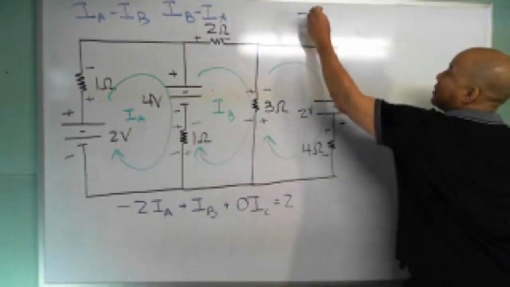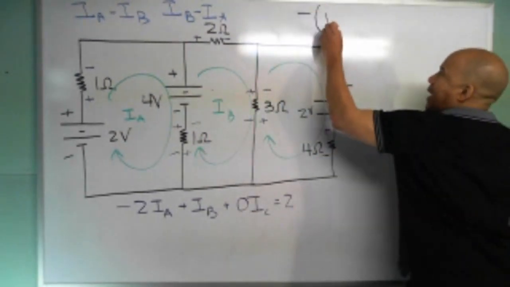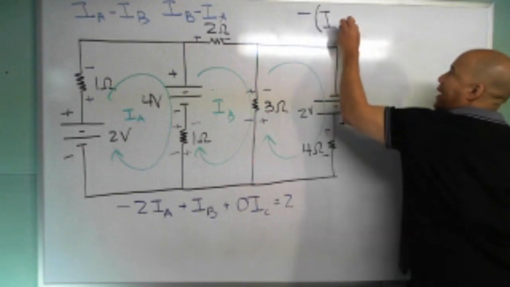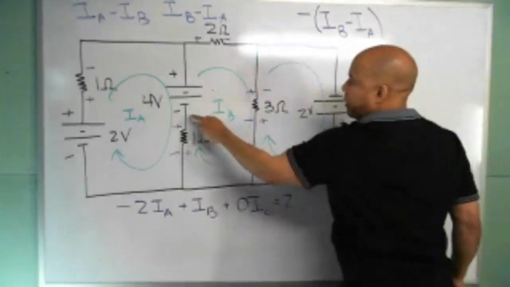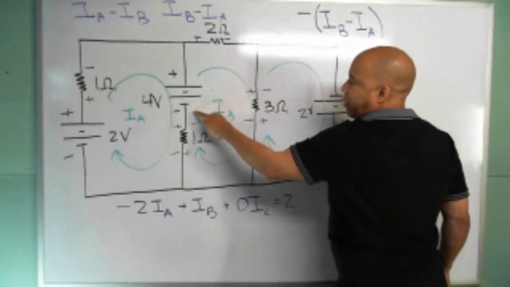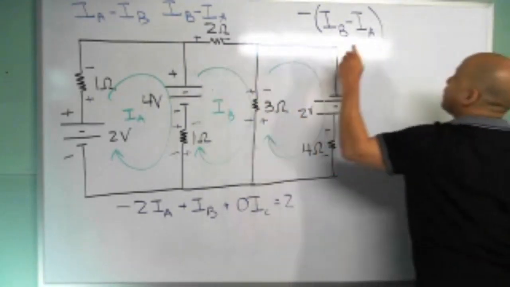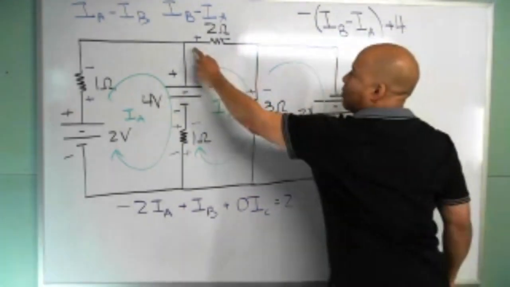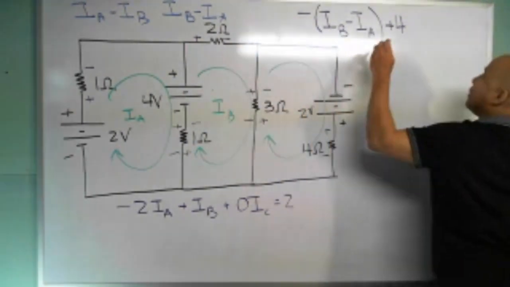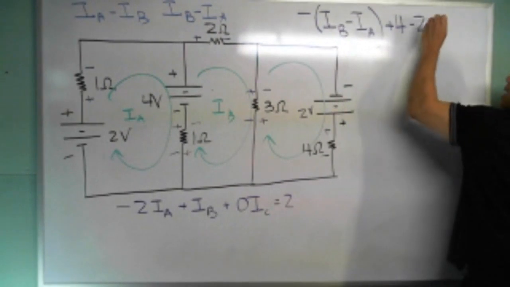1 times IB minus IA. And that puts me right here. I go from a minus to a plus, so that's a plus 4. And then I go from a plus to a minus, so it's a minus 2IB.